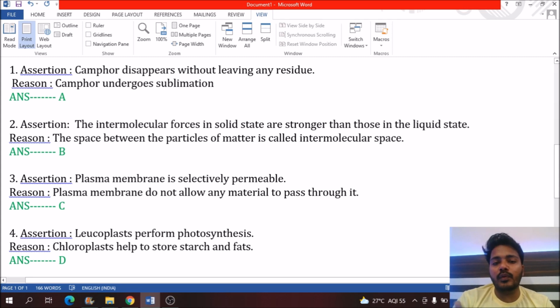I hope you have understood the concept of assertion and reason based questions: how to attempt them, what the criteria are, and how to choose the correct option.